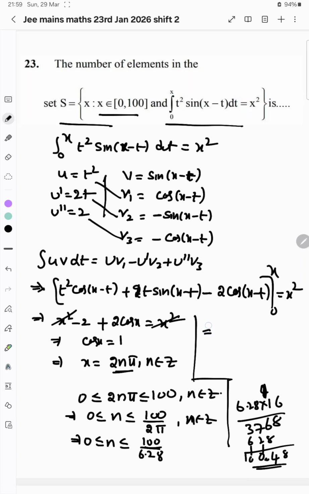So now observe, that implies here 0 less than or equal to n less than or equal to approximately 15.9. Therefore, how many integers are satisfying now? n is 0, 1, 2 up to 15. Therefore, 16 integers are satisfied. So, the number of elements in S is how many? 16.